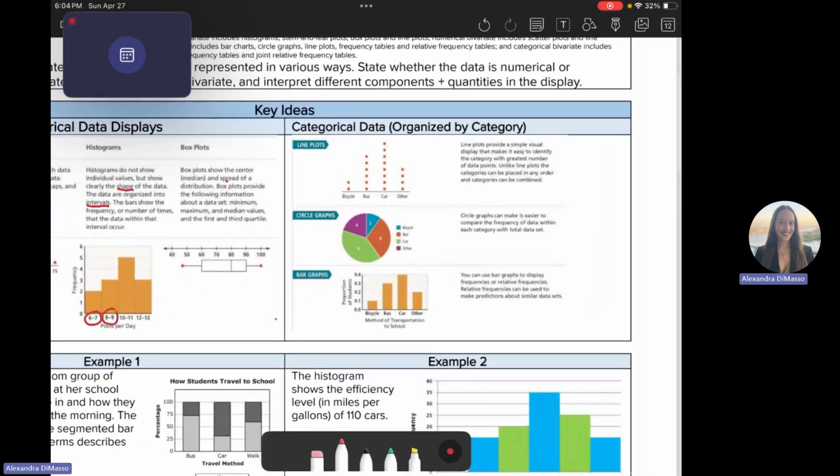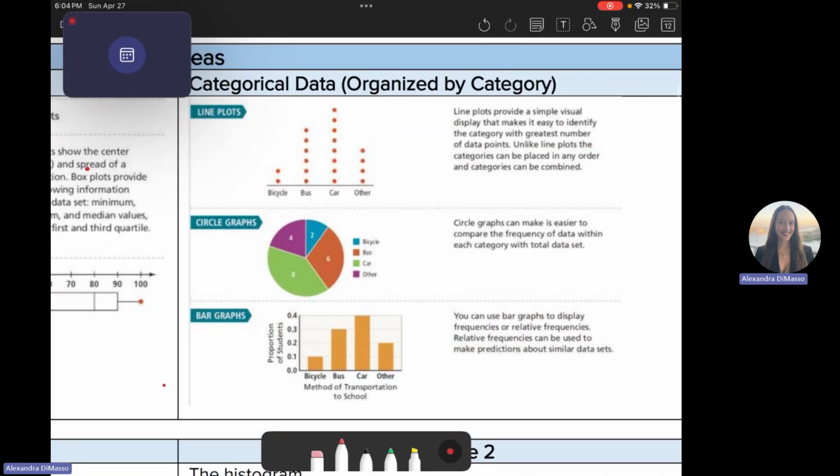If we're looking at categorical data, again organized by category, we can use a line plot for categorical data as well. It is an easy way to see the greatest number of data points. So for this particular one, it's very easy to see that car, for whatever this category is, would be the highest data point.